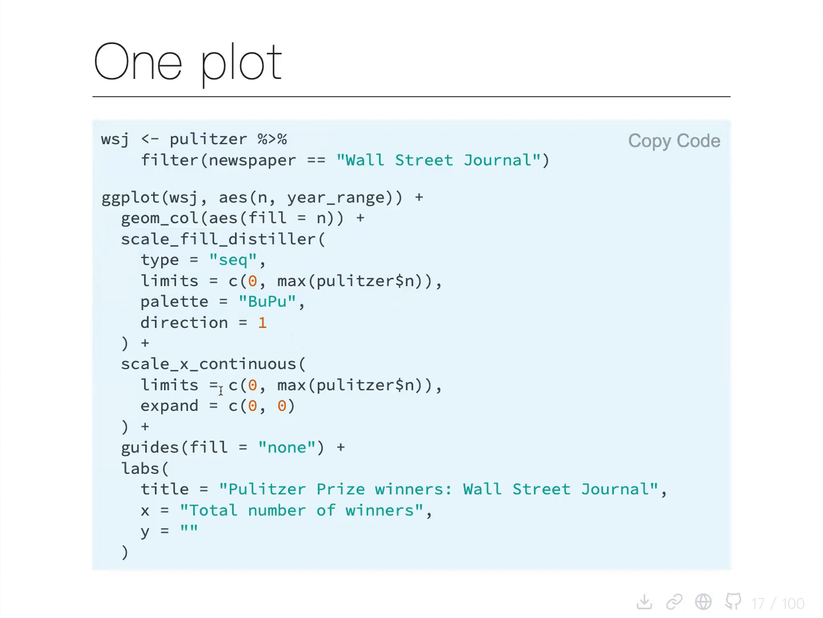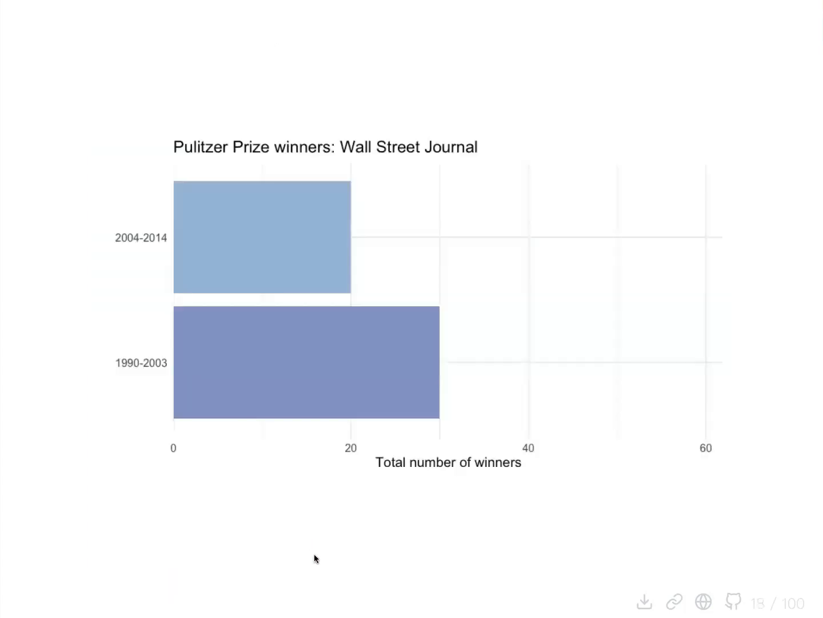And then scale X continuous. I just want the X axis to also stay constant across all of them. So that's what that's about. Guides fill equals none. That's removing the legend. And then I'm putting some labels on there. Okay, so this looks like this. Okay, so here's one plot for the Wall Street Journal. Okay, so notice this is filling into a purple color the higher up it goes.